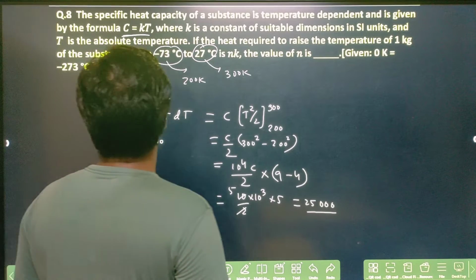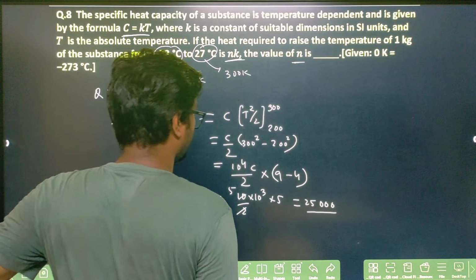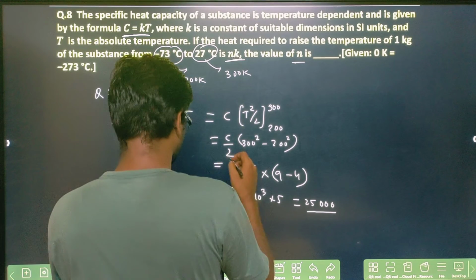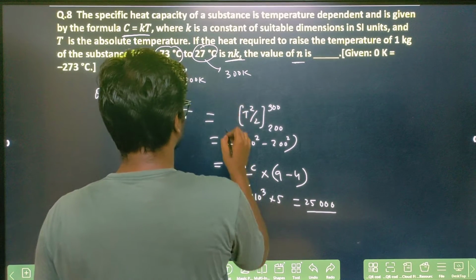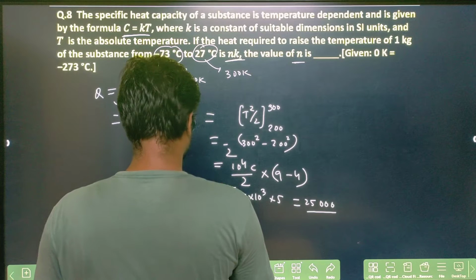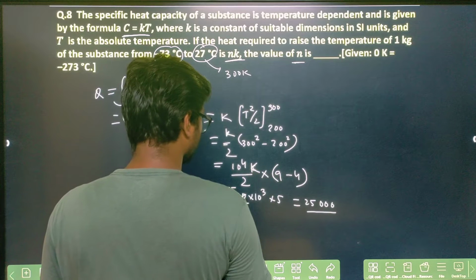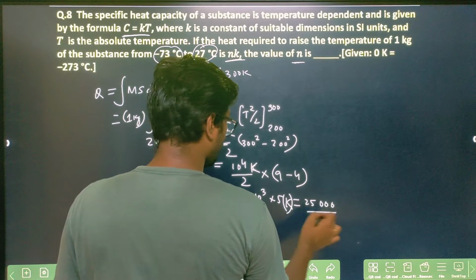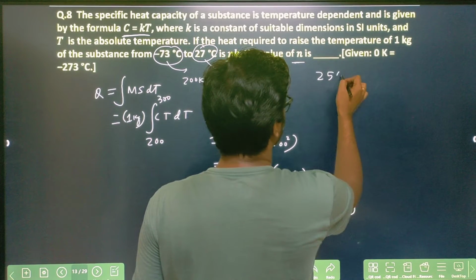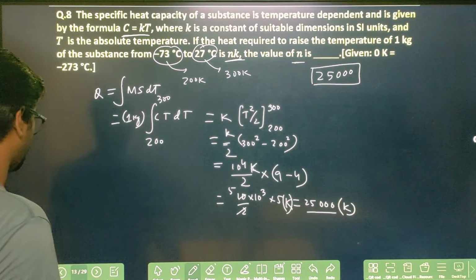So n is basically, they have given 25n, they are finding out nk, right? So they are finding out the n value. Oh, they have given c equal to kt. Sorry, c equal to kt. This is c, we have taken c equal to kt. This is k by 2. This is k, not c. Here also this is k, here also k. Now it is 2500. So the answer will be 25,000. Clear? This way you can find out.